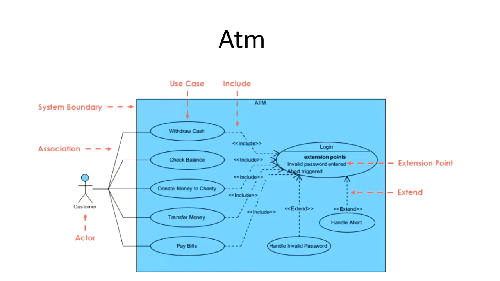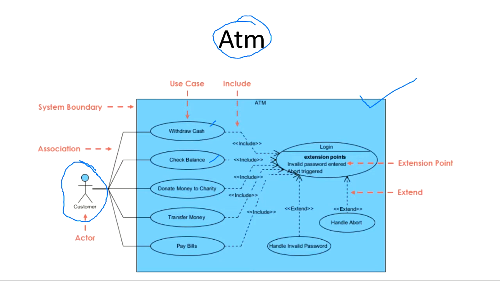Let's see one more example. So this is the ATM machine example. This is our actor, that is the customer. This is our system boundary of the ATM, and these are my use cases: withdraw cash, check balance.